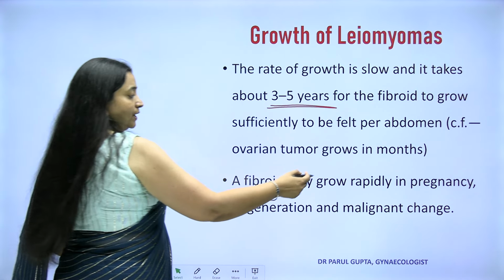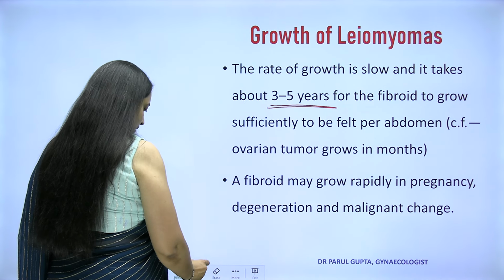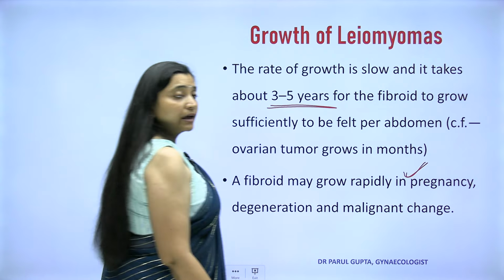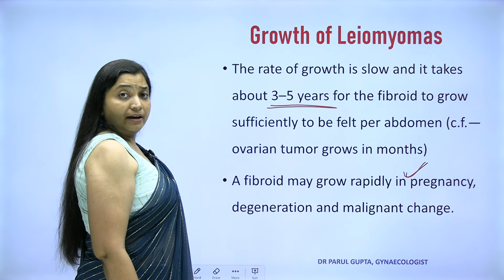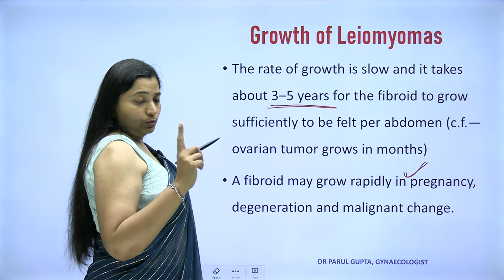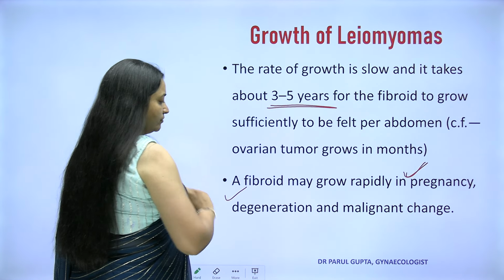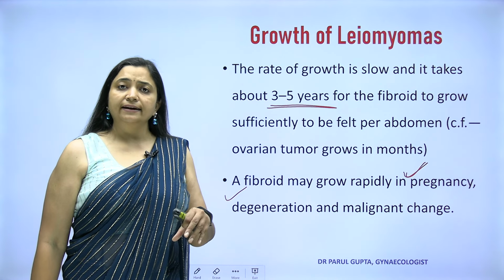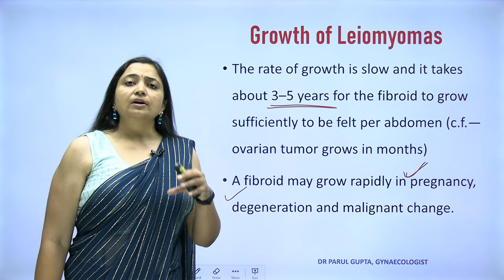A fibroid may grow rapidly where? Either in pregnancy. Pregnancy is a hyperestrogenic state, a high hormonal milieu. So in pregnancy, it can grow. There are degenerations. Degeneration means there are changes which occur inside the body of the fibroid. What are these changes?